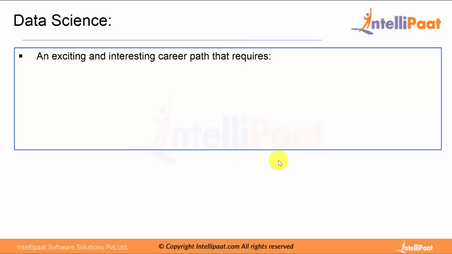We know that data science is an exciting and interesting career path nowadays, and Gartner has listed it at the top. Also in the US in 2016, data science remained the number one admired job. This skill requires some prerequisites, and one major prerequisite skill is mathematical skills.